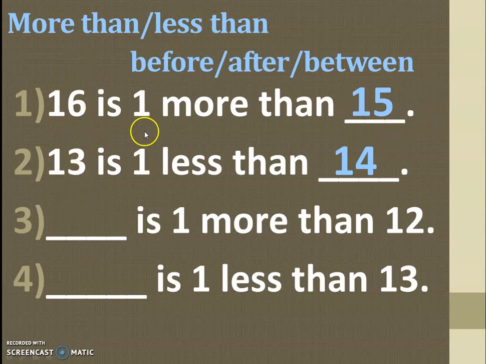1 more than 15 is 16. 1 less than 14 is 13. Okay. This type it is easy. Third and fourth is easy. 1 more than 12 is 13. 1 less than 13 is 12.